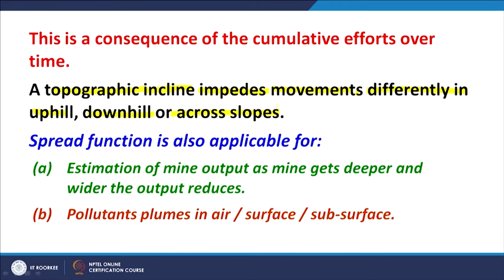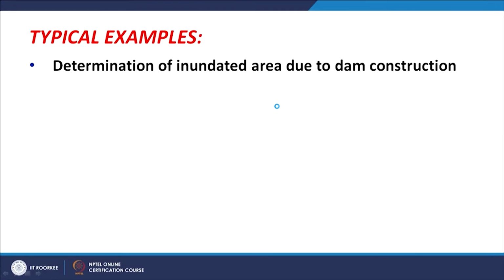Then pollutants plume in air, surface and subsurface. The more distance the pollutants travel, the more they will disperse and the concentration will reduce. It is the reverse, but the same way. Now, other examples are the determination of inundated area due to dam construction.